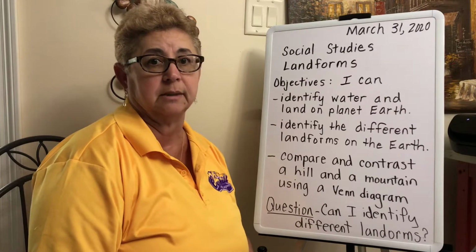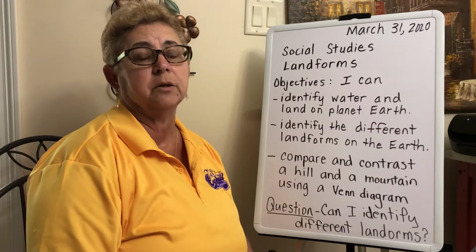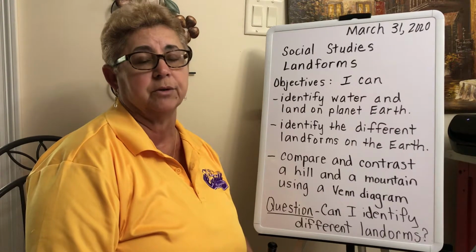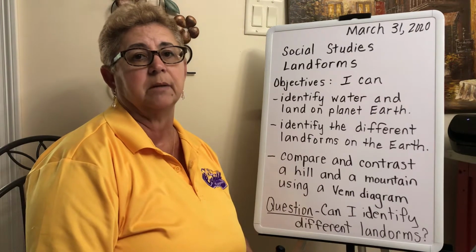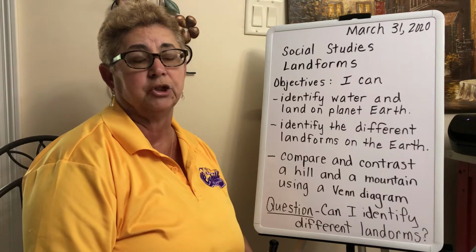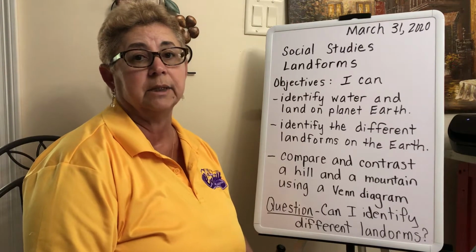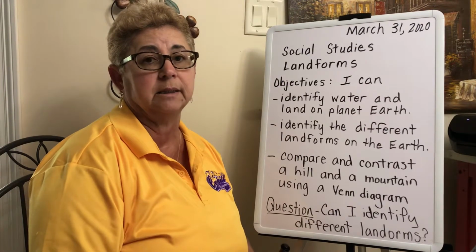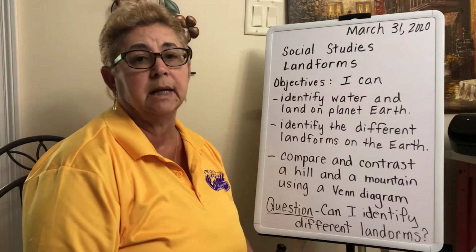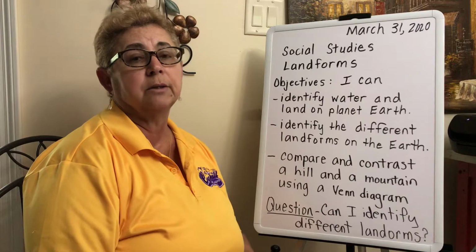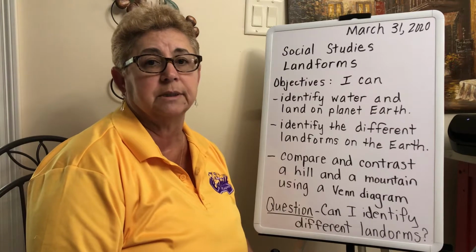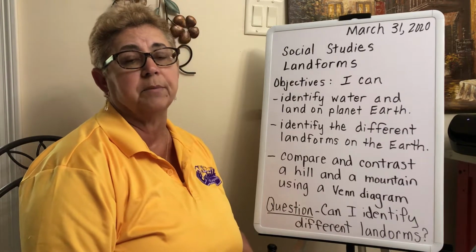Today is social studies. And remember, we saw a video of the planets. And we saw that the planet Earth is made up of water and land. And the land is divided into big chunks called continents. And we learned that we live on the continent of North America. So we're going to zoom in now on North America, and we're going to talk about the different kinds of landforms that are in North America.